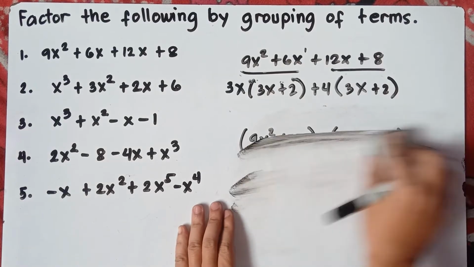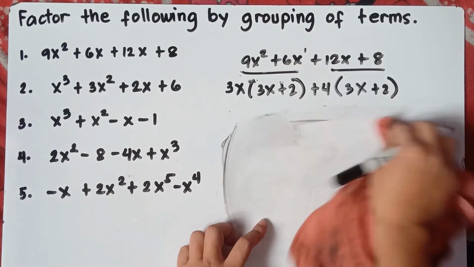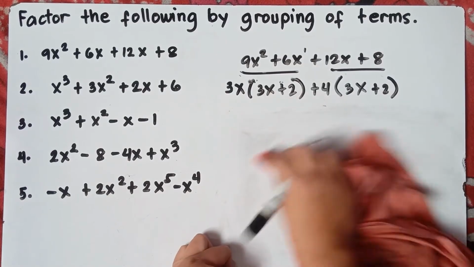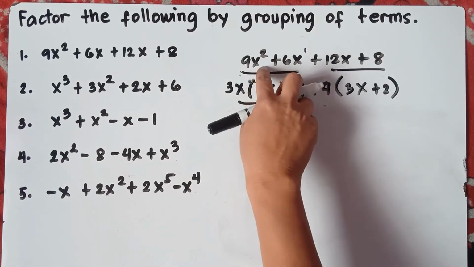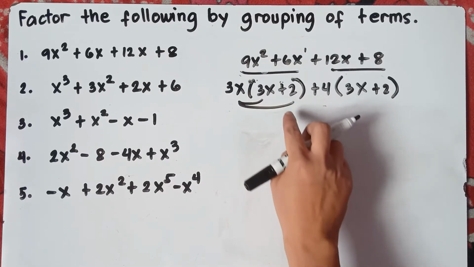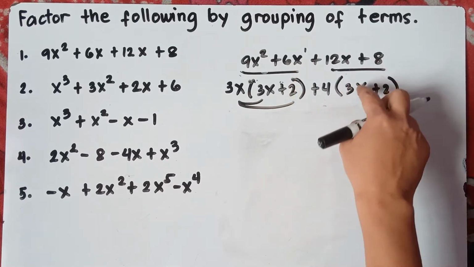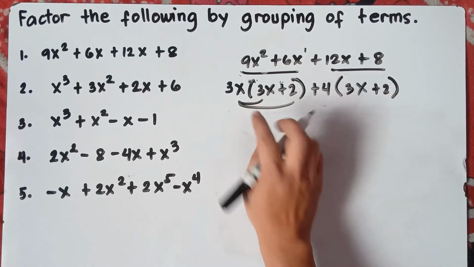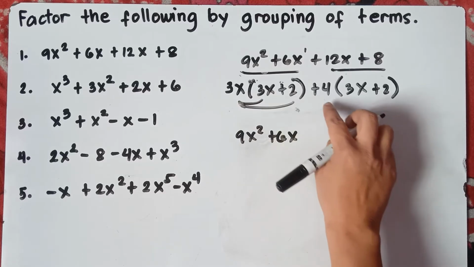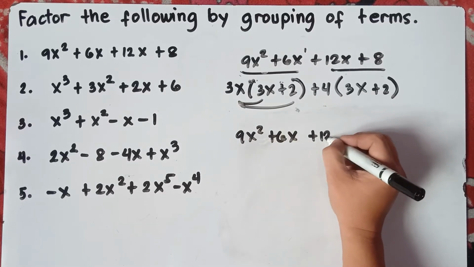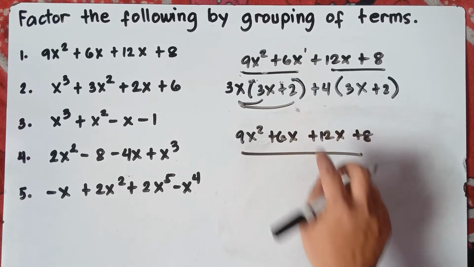So you can also check, class, if your answer is correct. By what means, sir? You can actually distribute, class. Distributive property. You multiply 3x times 3x, that would be 9x squared. 3x times positive 2, that's positive 6x. 4 times 3x, that's positive 12x. So let me write the answer. 9x squared. 3x times 2, that's positive 6x. 4 times 3x, that's positive 12x. 4 times 2, that's positive 8. Therefore, your factor is correct.